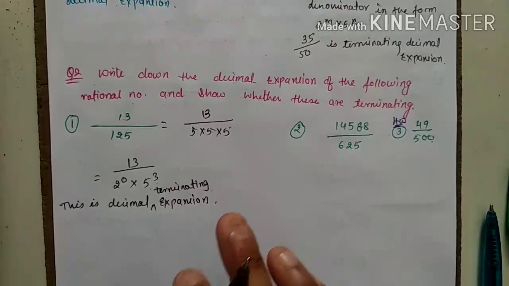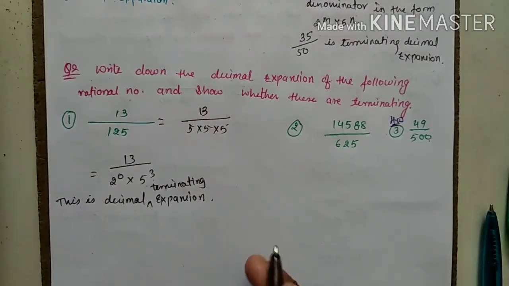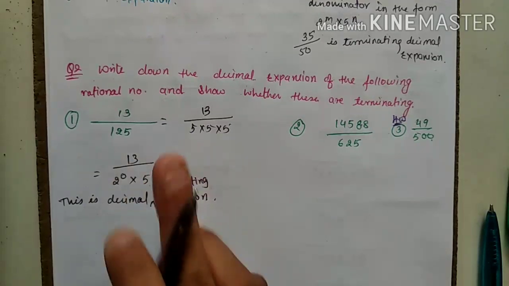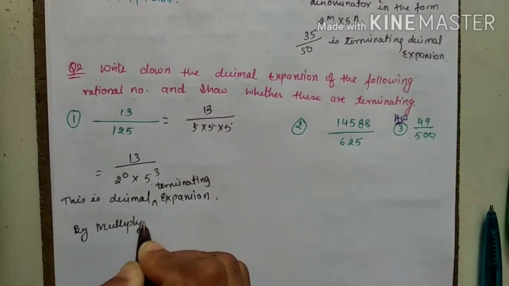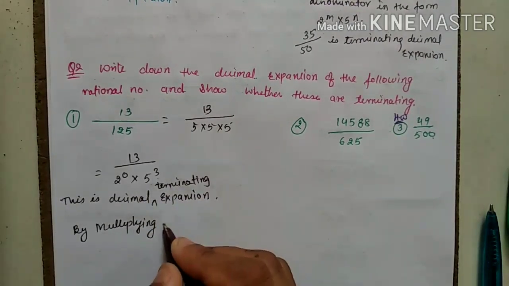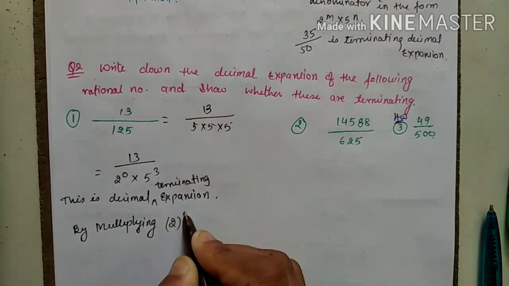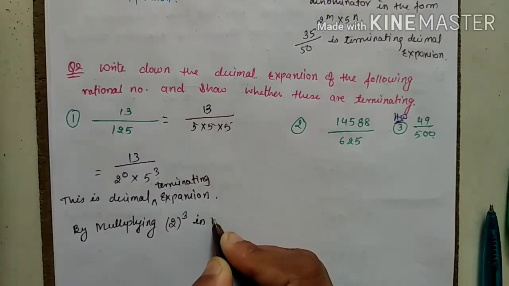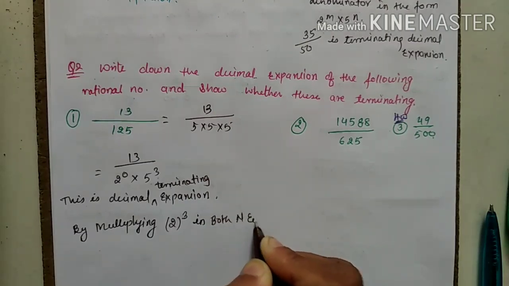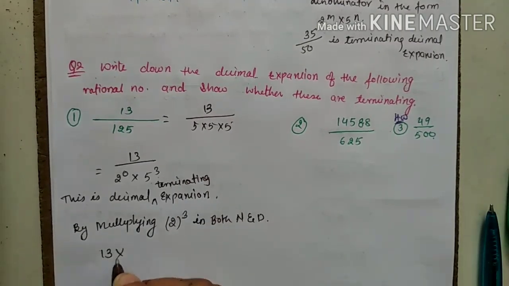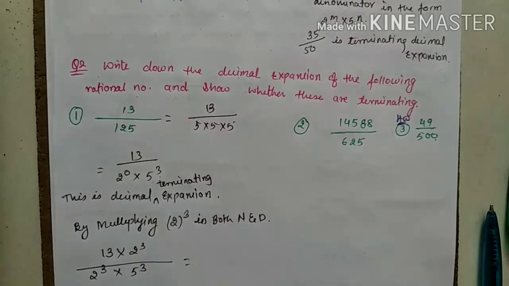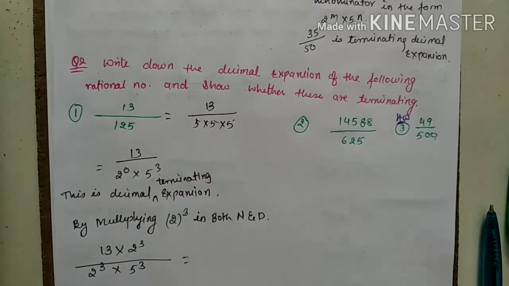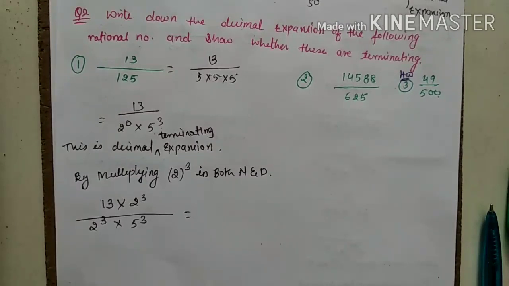Now you have said that this can be converted into the decimal. So you have to convert. So I am multiplying. See, 5's power 3 I have, so I am multiplying the same power. So just see, by multiplying 2's power 3 in both numerator and denominator. Just see, 13 into 2's power 3 upon 2's power 3 into 5's power 3. Now just understand why I multiplied: because I want all the numbers in the zeros. Okay, so just see here how I can see this.